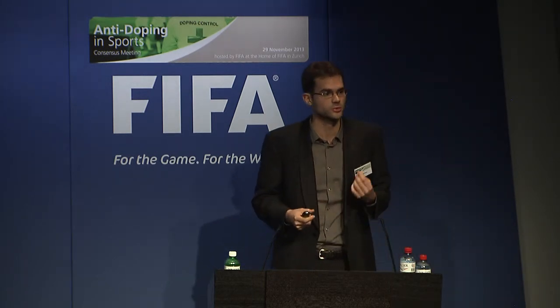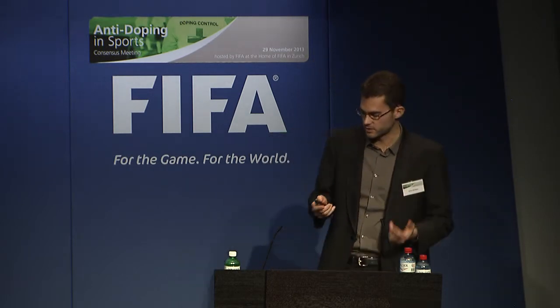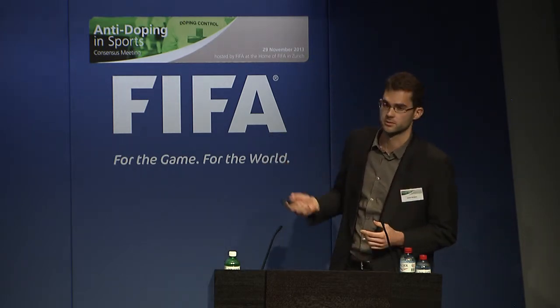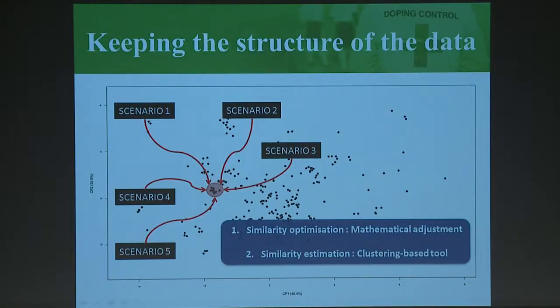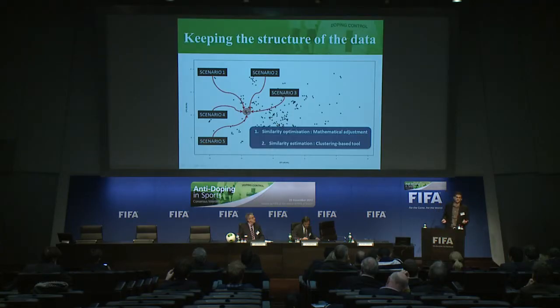Okay, but how to do this? We say that first we could try to optimize the similarity. And I will show you later, we did this using a mathematical adjustment. But then, you optimize the similarity, but how do you know that you optimized it? And as I said previously, how to estimate this similarity in the context of a database? Here we use a clustering-based tool.